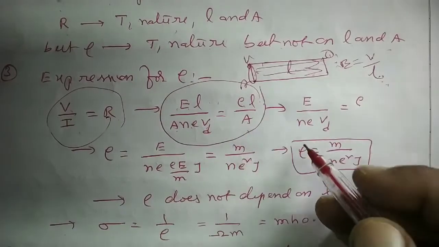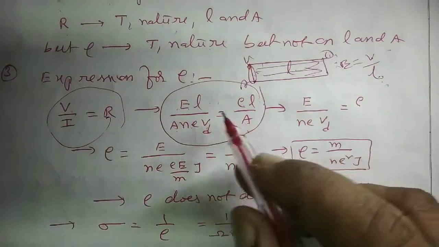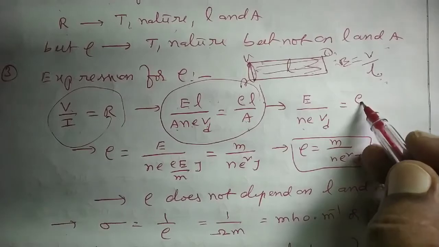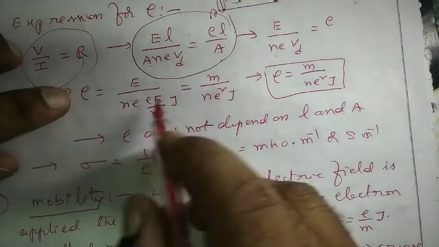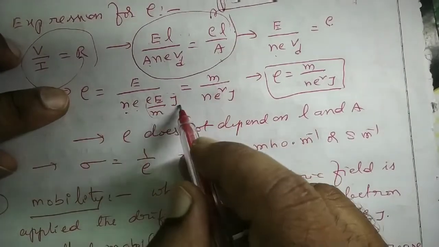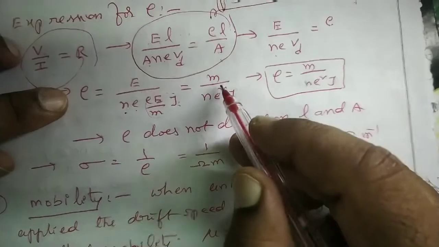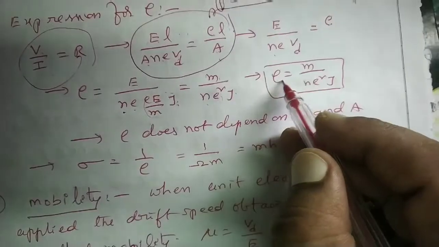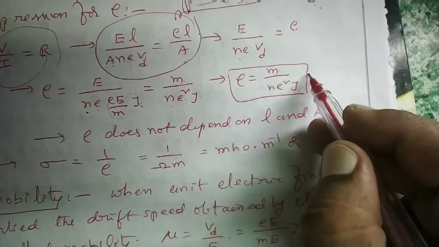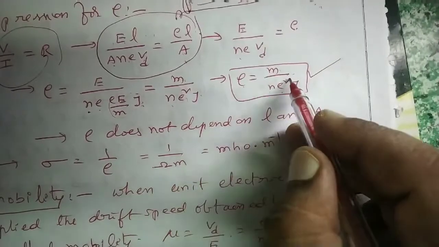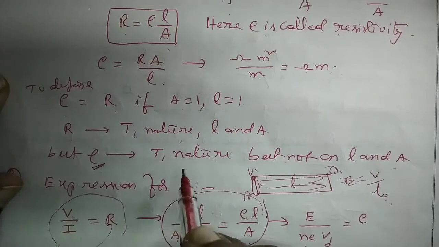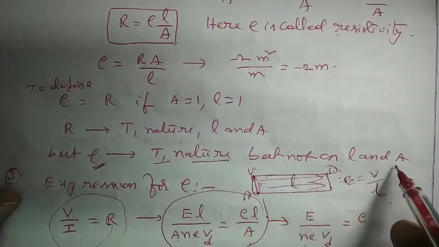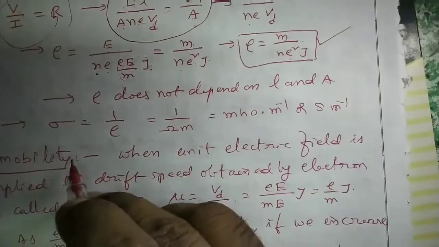By substituting their values, L/A got cancelled. E/(n e Vd) is equal to rho. From this, rho is equal to E/(n e Vd). Vd means what? Drift velocity, which is eEτ/m. Then E got cancelled, so ρ = m/(n e² τ). So this is the resistivity expression: m/(n e² τ). From this expression, we can tell that resistivity doesn't depend on length and cross-section area. That is why I told here, resistivity depends only on temperature and nature, but not on length and cross-section area, because the resistivity expression has no length and no cross-section.